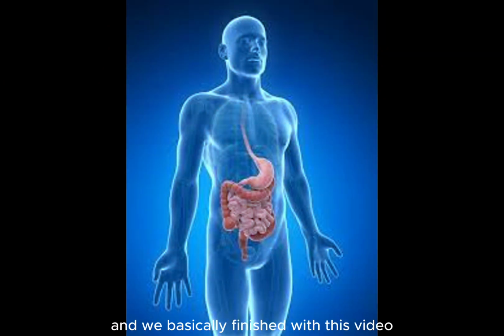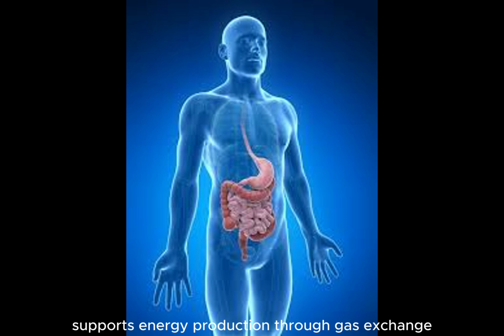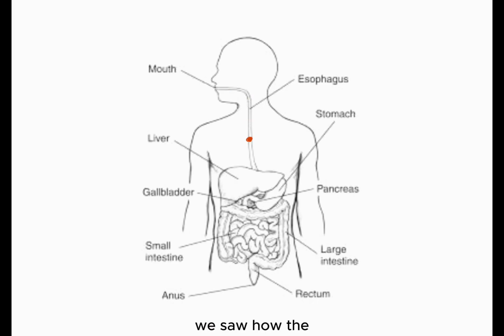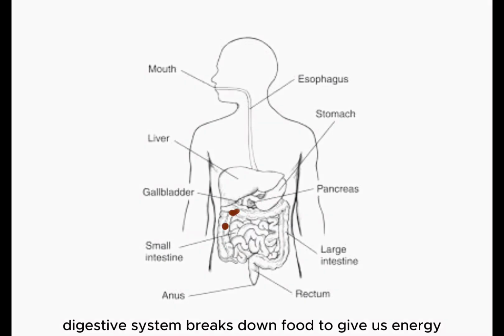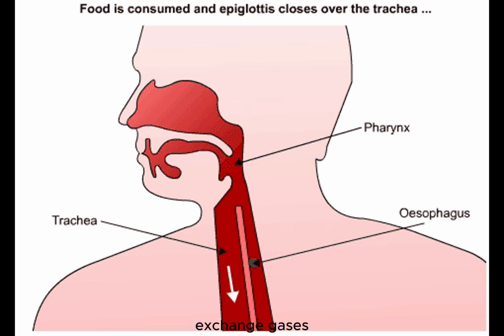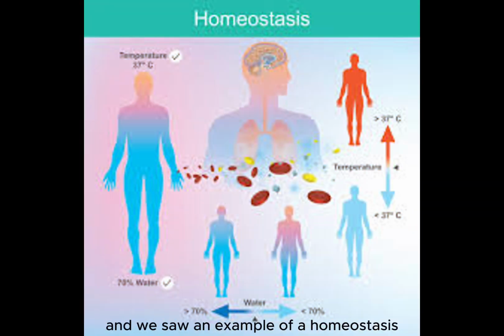And we basically finished with this video. So today we learned how metabolism plays a key role in digestion, how the respiratory system supports energy production through gas exchange, and how homeostasis keeps our body balanced, like maintaining a stable temperature no matter the environment. We saw how the digestive system breaks down food to give us energy. We saw how the respiratory system exchanges gases to keep us having oxygen and energy at the same time. And we saw an example of homeostasis, such as maintaining the internal body temperature when it's too hot or too cold outside.